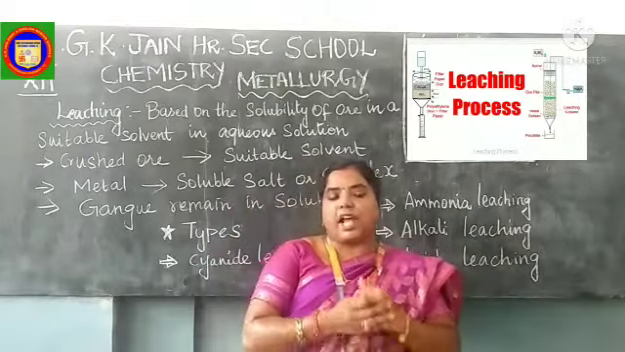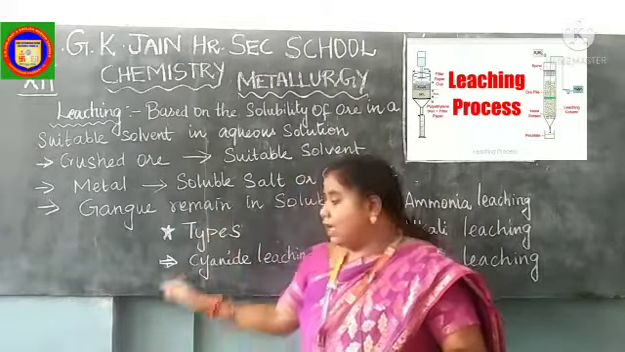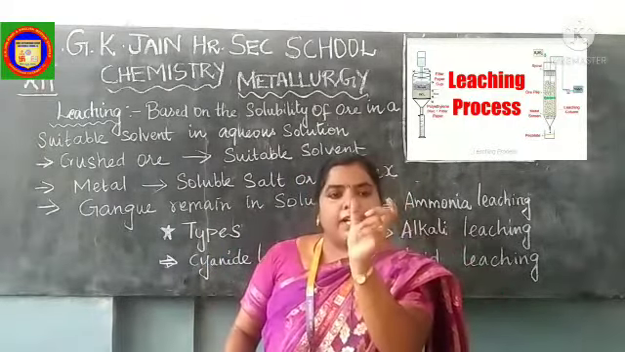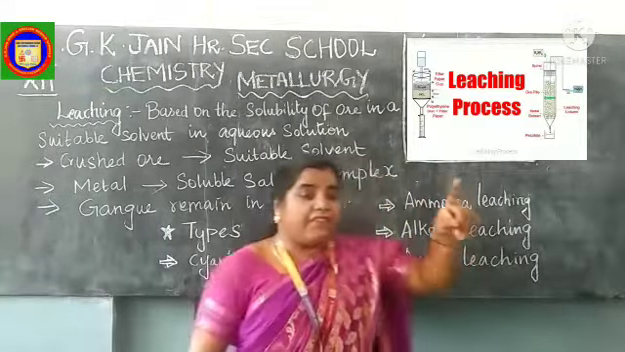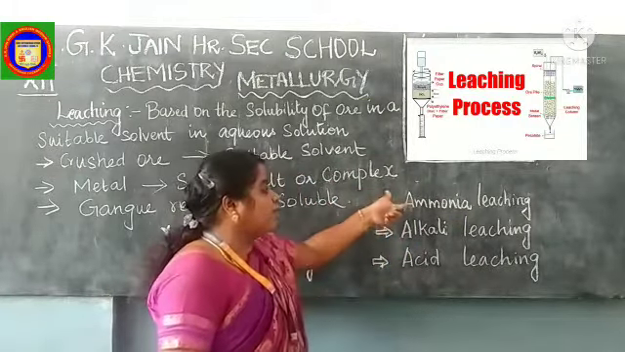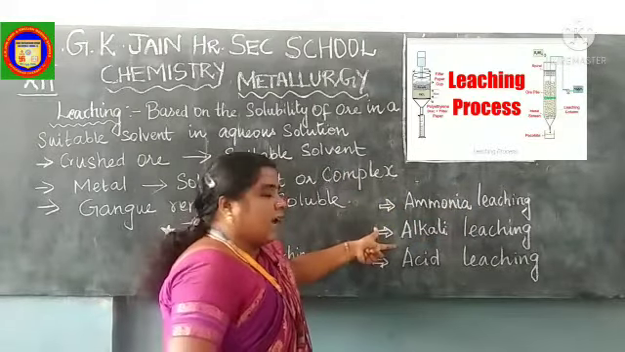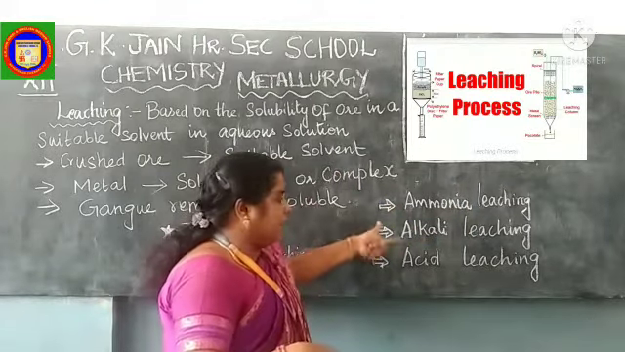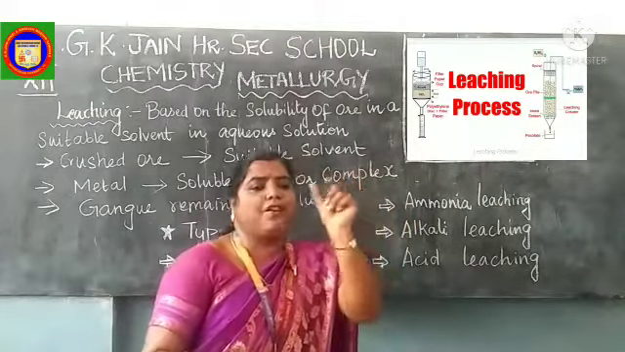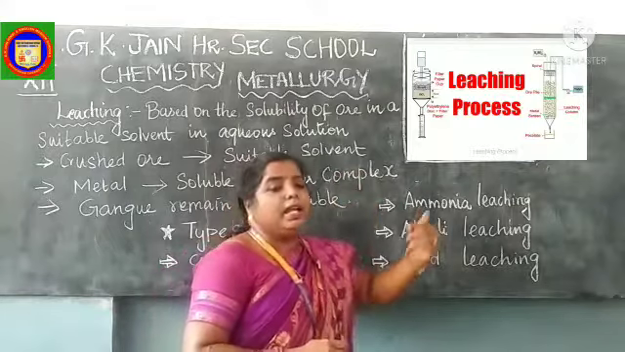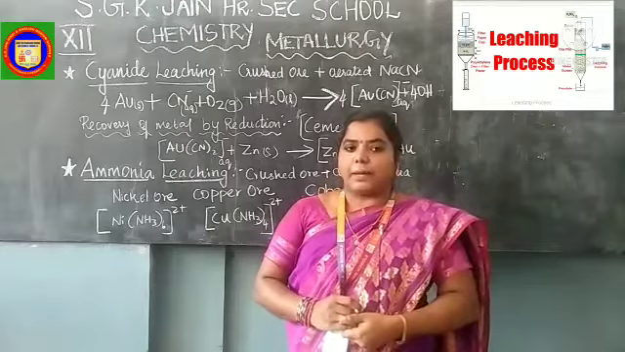Before getting to the types of leaching, you can see by the name itself. Some kind of cyanide compound will be used to do the leaching process in cyanide leaching. If I am using ammonia for the leaching process, that is ammonia leaching. If we use alkali, it is alkali leaching. Acid means acid leaching. The types are classified based on the substance used for leaching. Let's see them one by one. We are going to discuss the types of leaching.